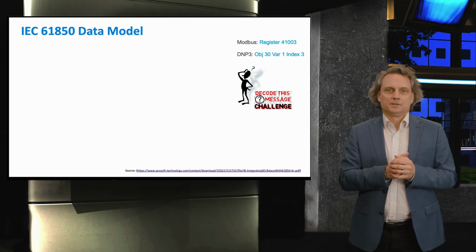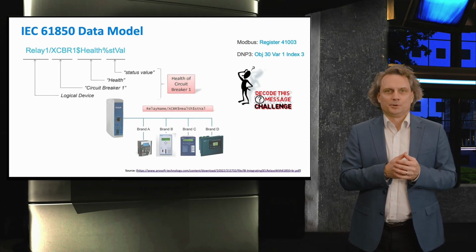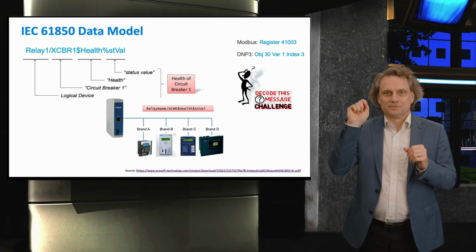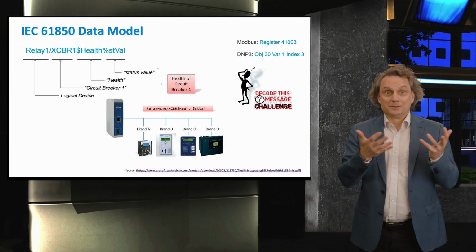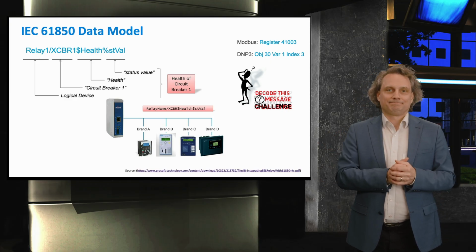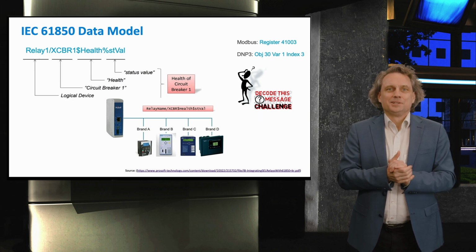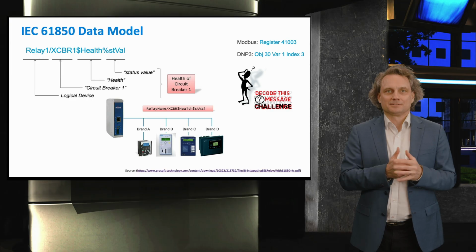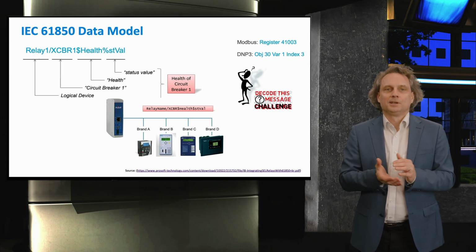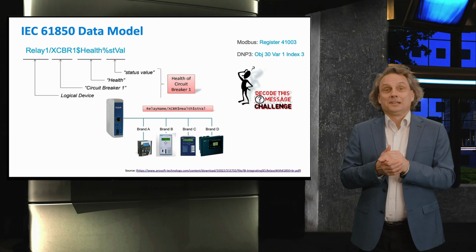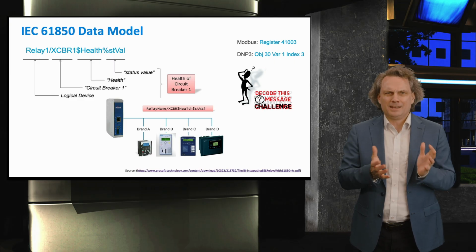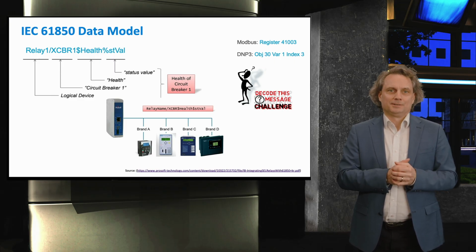IEC 61850 is more human readable. Such a data point can be called relay 1/circuit breaker 1 health status value, so that you know it's the status value of health of that circuit breaker. This already helps during the commissioning to avoid mistakes. And it's cross-manufacturer, a so-called multi-vendor standard. All manufacturers use the same nomenclature. You can ideally replace a device from one vendor with another vendor's device, and the naming and the usage should stay the same.